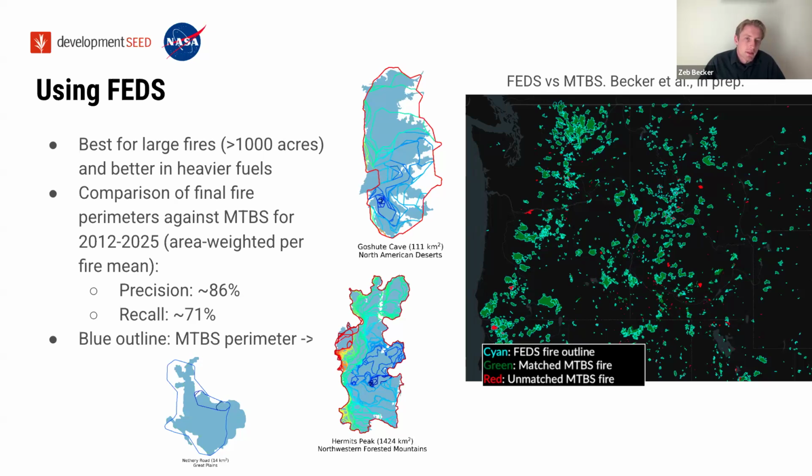As you can see, FEDS provides a fair approximation of these fires. What we found in our analysis was that it performs best for large fires. The rule of thumb I've been using is over 1,000 acres, and it performs better in heavier fuels. This is kind of intuitive. If you think about a fire where you might have one or two VIIRS detections, you can draw a circle around those detections, but it's not really going to give you a lot of additional detail about the shape of that perimeter. In comparison, it's much easier to see larger things from space, when you boil it down to it.